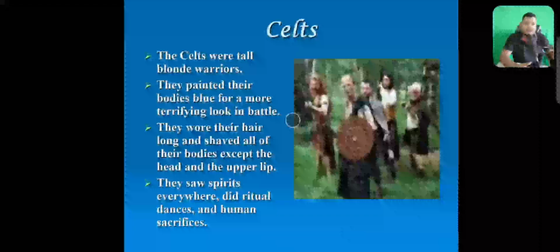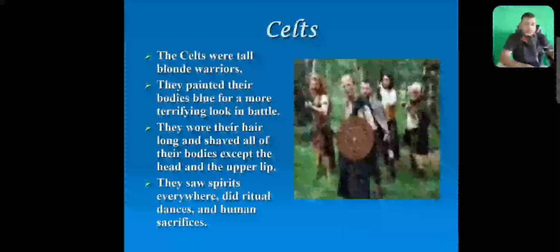They wore their hair long and shaved all of their bodies except the head and the upper lip. They were fully shaving their bodies, with hair only on their heads. They saw spirits everywhere, did ritual dances and human sacrifice.